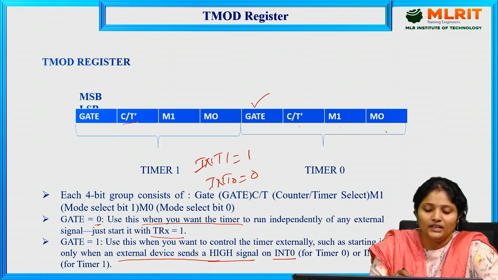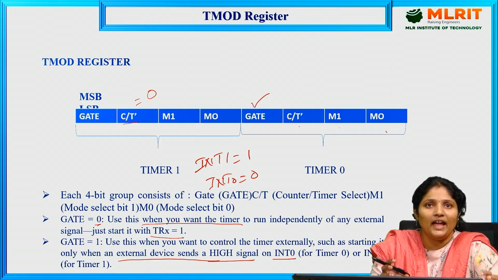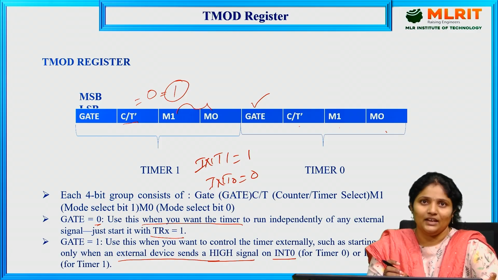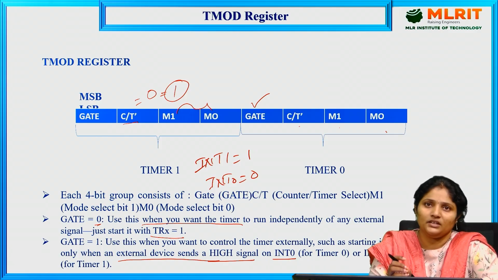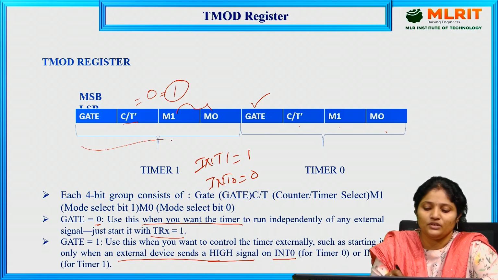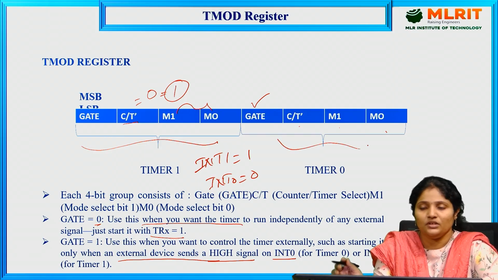Next, C by T bar. If the C by T bar bit is equal to 0, then this particular unit will act as the timer. If the C by T bar bit is equal to 1, then the unit will be used for counter operation. And there are 4 modes of operation in the TMOD register. Those modes will be selected by using the M1 and M0 bits in the TMOD register. These will be used for timer 1 and these will be used for timer 0.